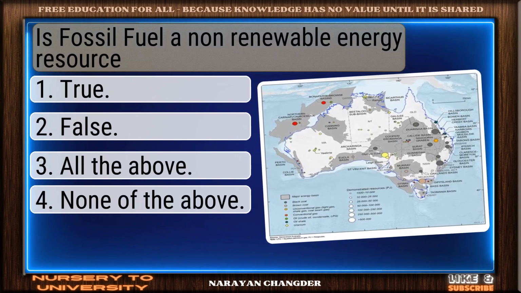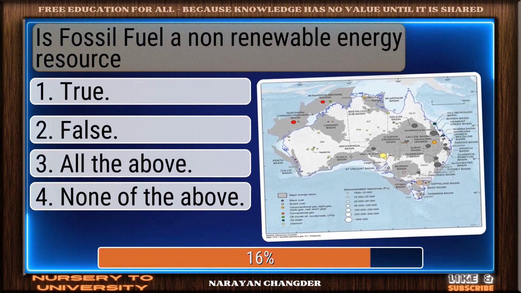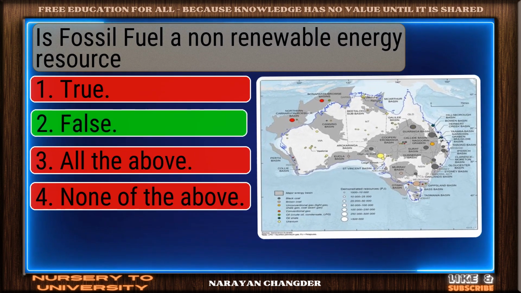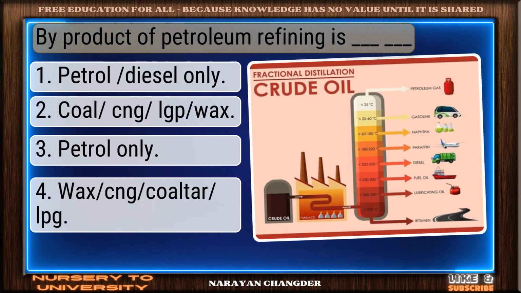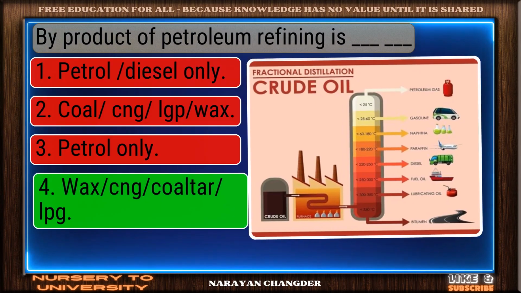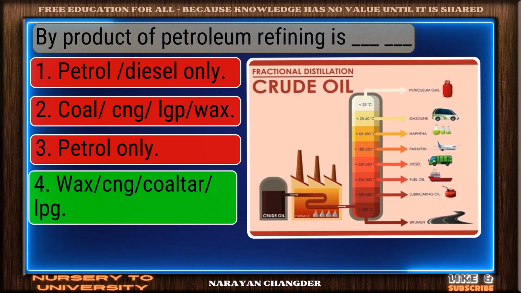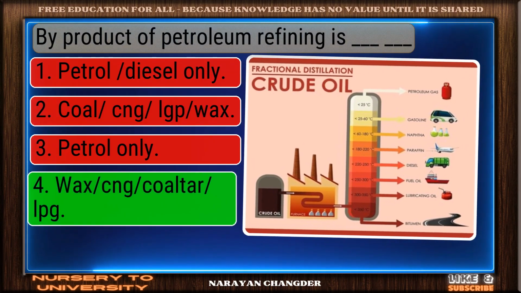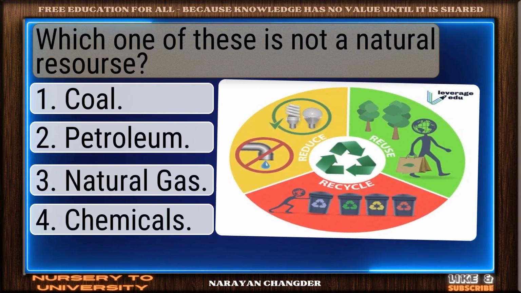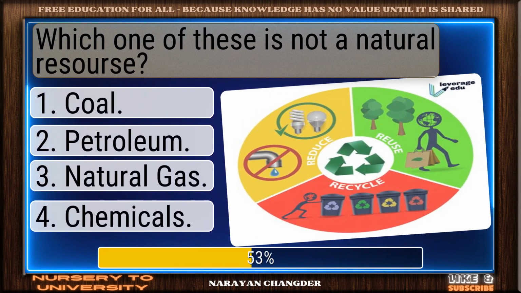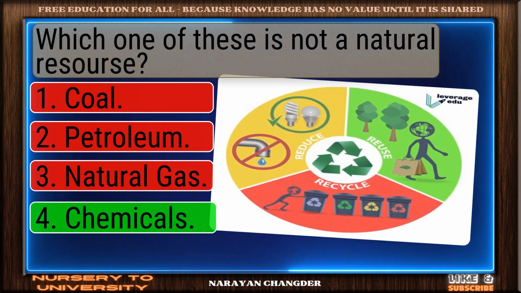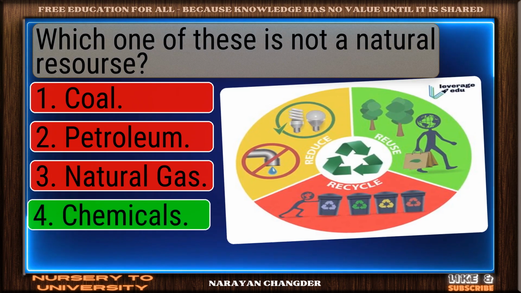Is fossil fuel a non-renewable energy resource? Bravo. False is the answer. Byproduct of petroleum refining is dash dash. Well picked. Wax, coal tar, LPG is the correct answer. Which one of these is not a natural resource? Clear logic. Your choice, chemicals, is sound and 100% true.